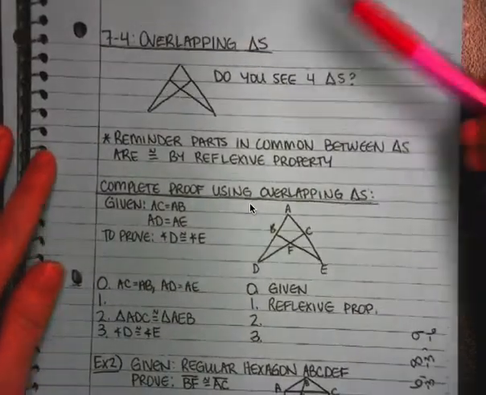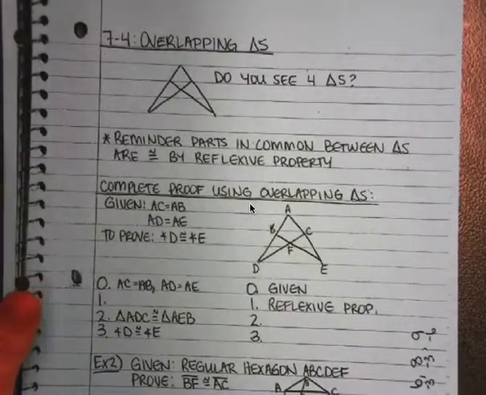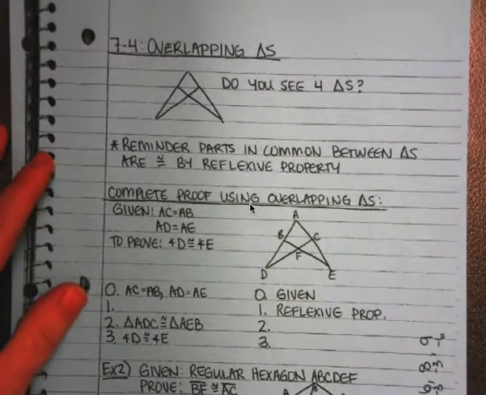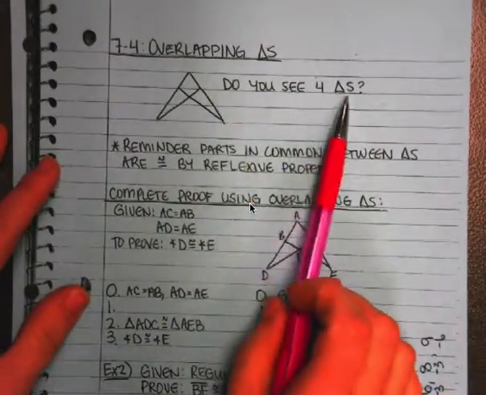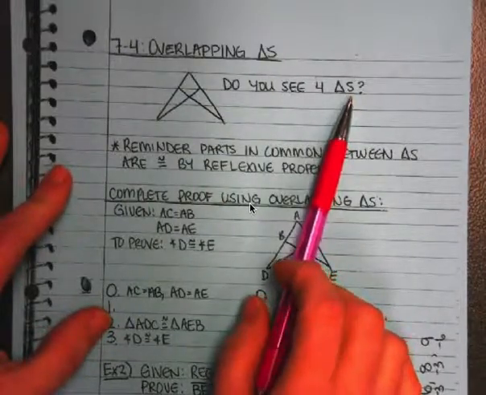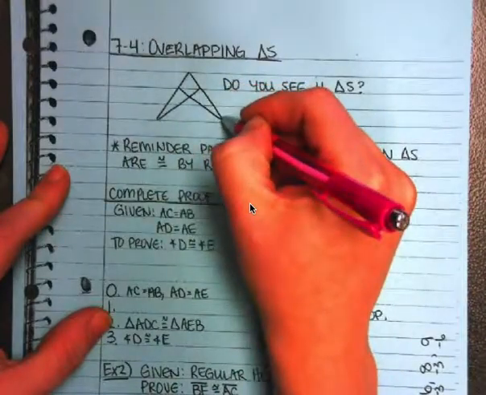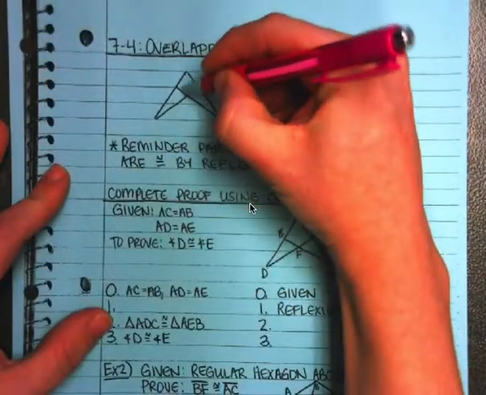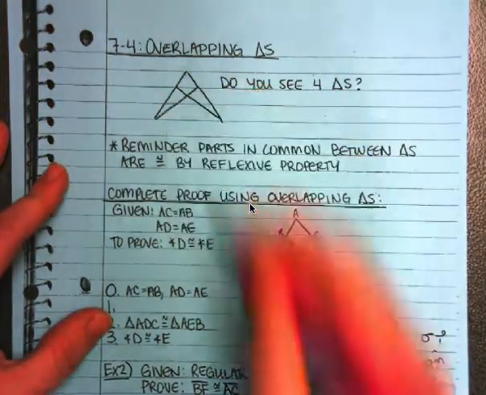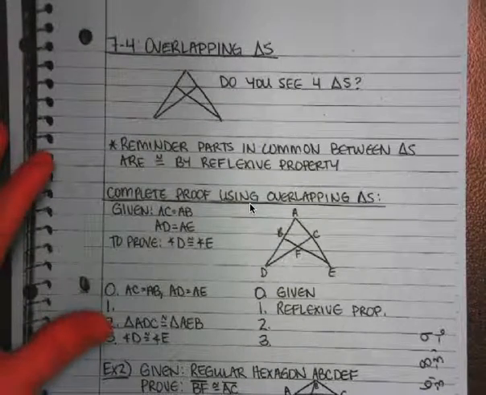7.4 is called overlapping triangles. So those of you that like to do the optical illusion kind of puzzles, this is kind of related. And you've all probably seen a problem like this. Do you see 4 triangles? The 4 triangles will be 1, 2, 3, 4.